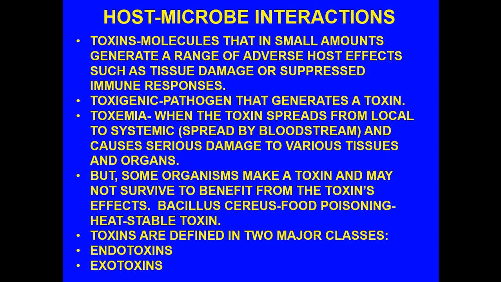Now, some organisms make a toxin and may not survive to benefit from the toxin's effects. For example, Bacillus cereus is involved with food poisoning. It has a heat-stable toxin. So even if we cook something and Bacillus cereus was there making the food go bad, the Bacillus cereus may be destroyed, but that heat-stable toxin is still there, making the patient sick. Toxins are defined as having two major classes: endotoxins and exotoxins.